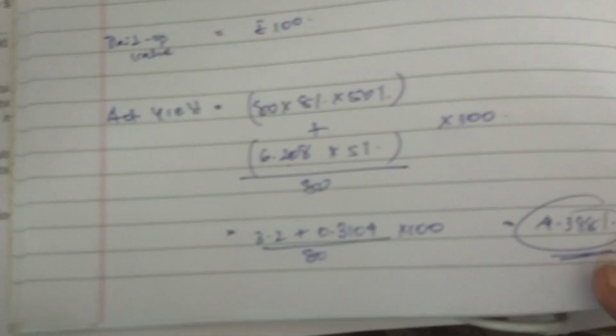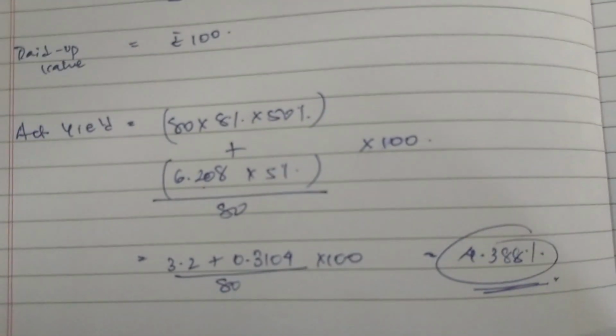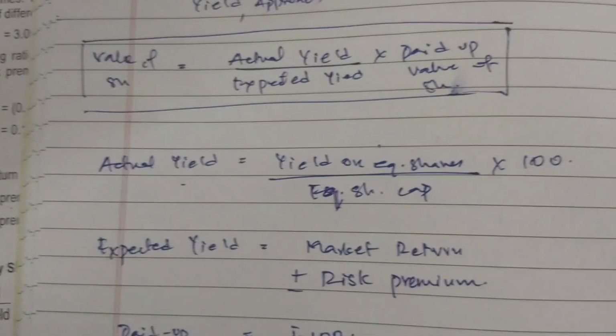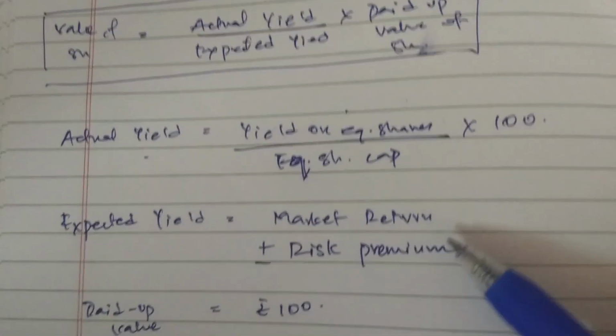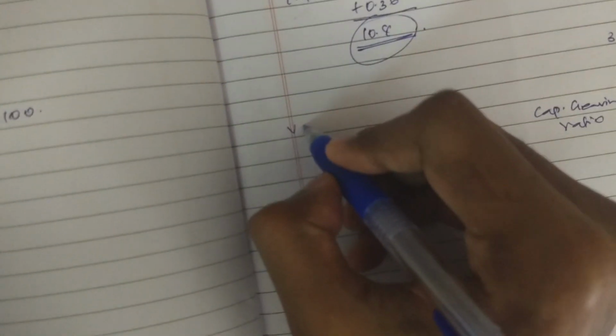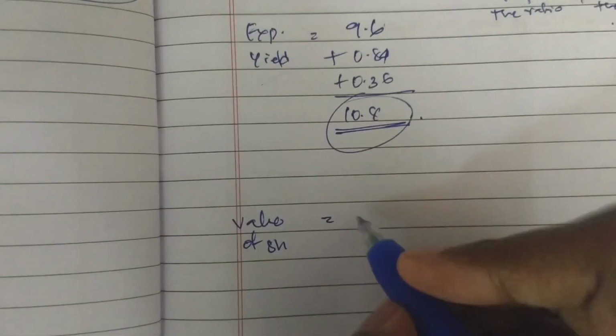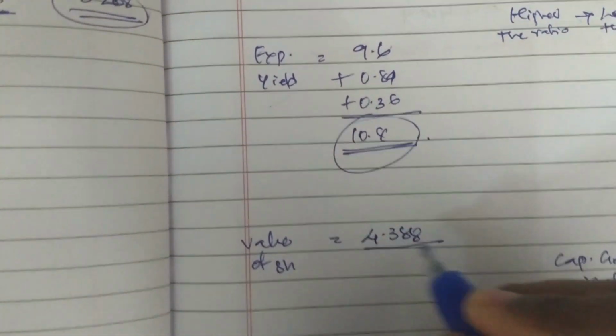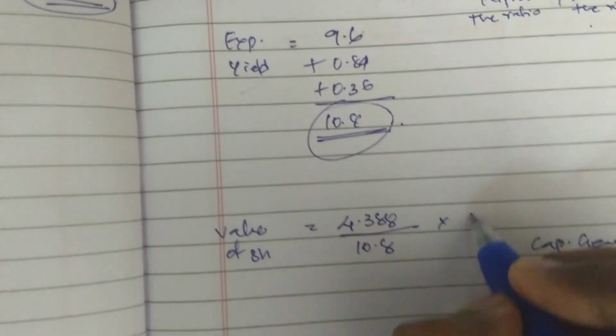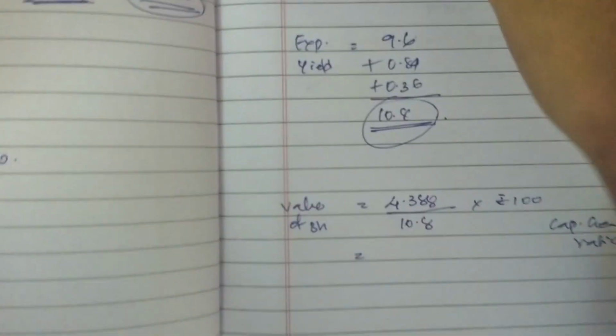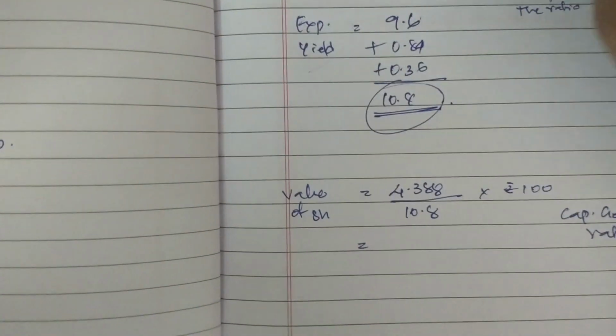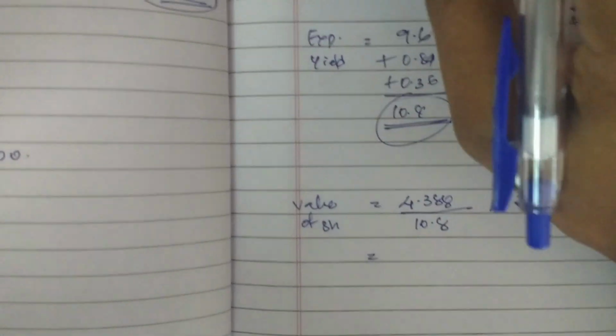Now you got your actual yield in the question. Before, it was 4.388. Okay, you got your expected yield. Now what you need to find is your value of share. Now the value of share is actual yield divided by the expected yield into paid up value of share, which we assume to be 100 rupees. So we get value of share, which is your actual yield, 4.388, divided by expected yield, which is 10.8, into rupee 100 of paid up value. We get 4.388 divided by 10.8 into 100.